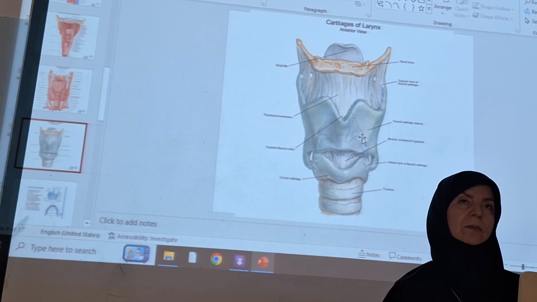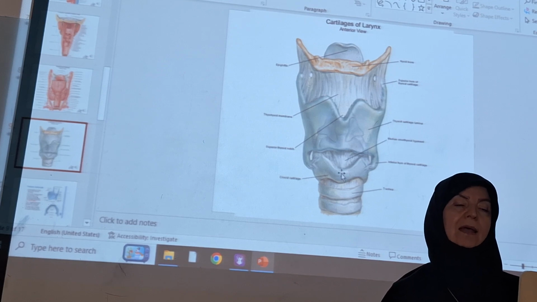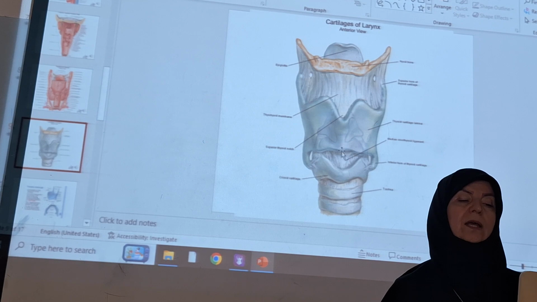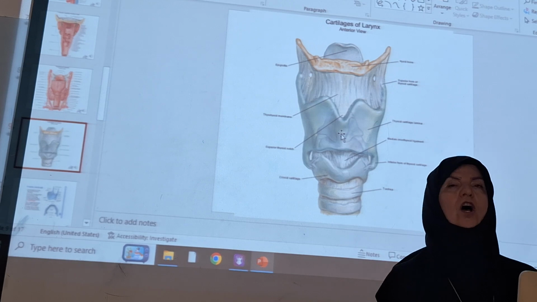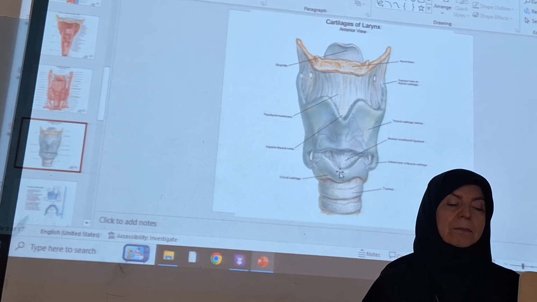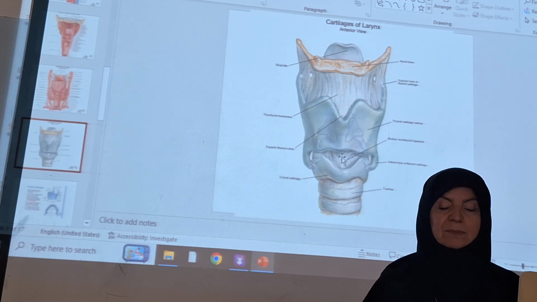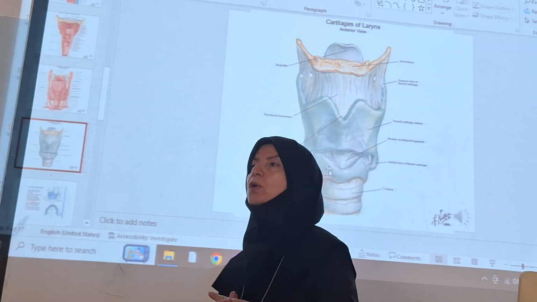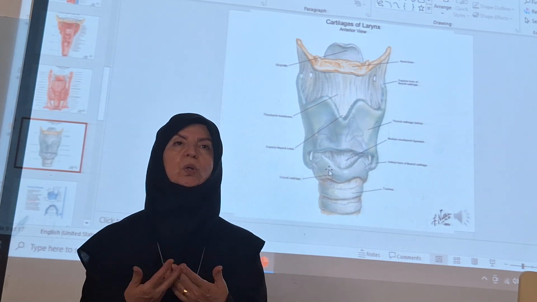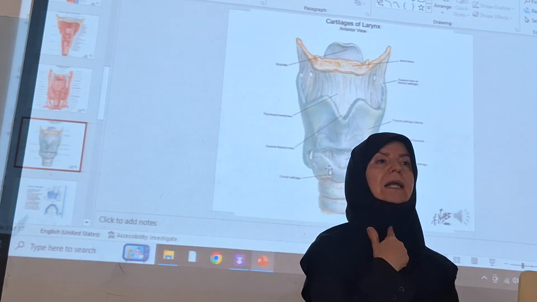About the cricothyroid membrane, in the midline, it changes to dense and makes the median cricothyroid ligament. In some texts, the median cricothyroid membrane is written as the conus elasticus. Conus elasticus is another name of the median cricothyroid ligament.